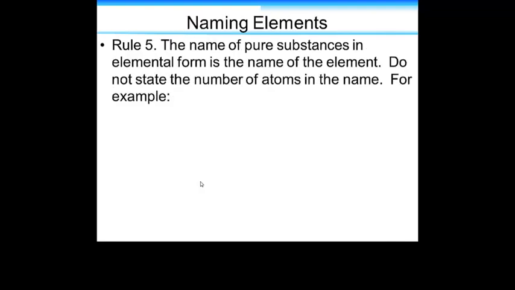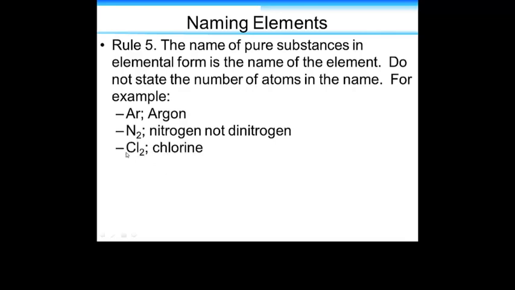Rule 5, if you have a pure substance in its elemental form, you do not state the number of atoms. What does that mean? Well, argon, it's only one atom, so that's easy. It's just argon. But nitrogen, like I said earlier, is just named nitrogen gas. It's not dinitrogen. The N2 is only composed of nitrogen, so we don't say dinitrogen. Same thing with chlorine. Chlorine gas, not dichlorine.